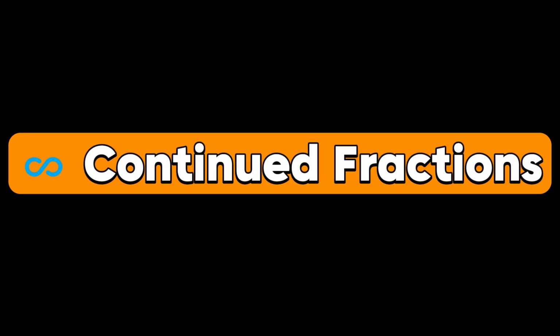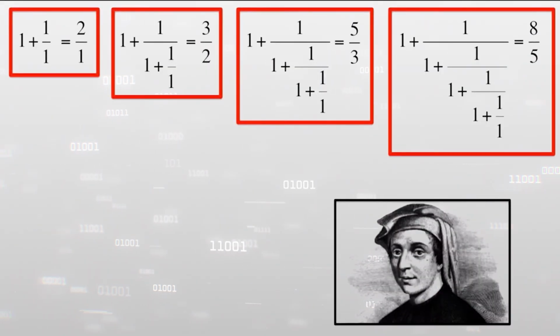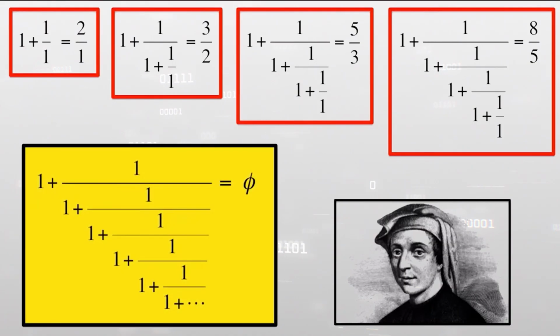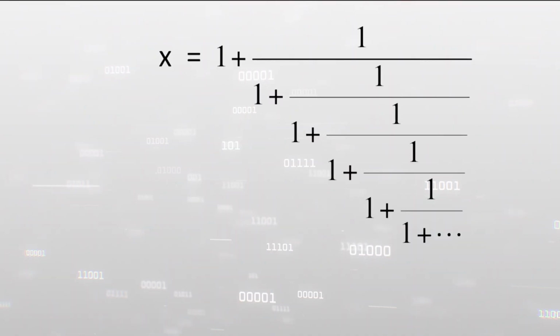Continued fractions. Now, let's examine the relationship between the golden ratio and numbers. Look at these nested fractions. If we stop at any finite stage, the result is a ratio of Fibonacci numbers. But if we continue this process forever, the value approaches phi, the golden ratio. There is also another way to see this, without referring to Fibonacci numbers at all.